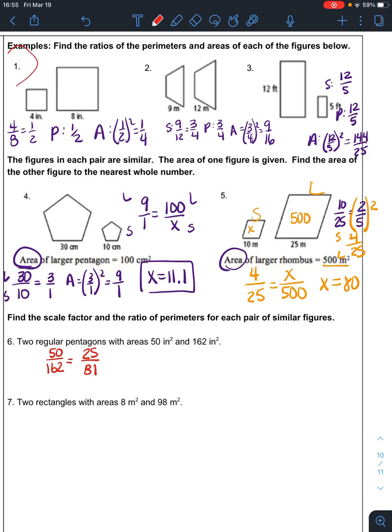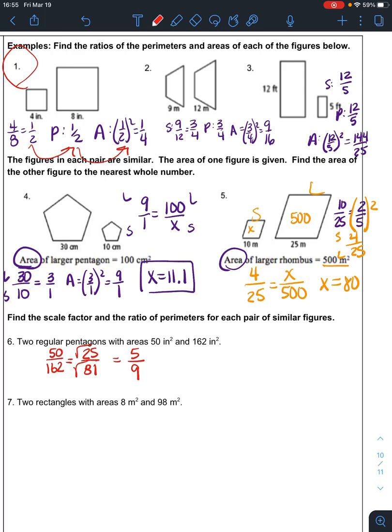Well, remember when we knew the sides, if we go back to number 1, if I knew the sides, then I knew the perimeter, and if I squared it, I could find the area. So if I'm starting with the area, let's work backwards. The square root of 25 is 5, the square root of 81 is 9. So the scale factor and the perimeters would have a ratio of 5/9.